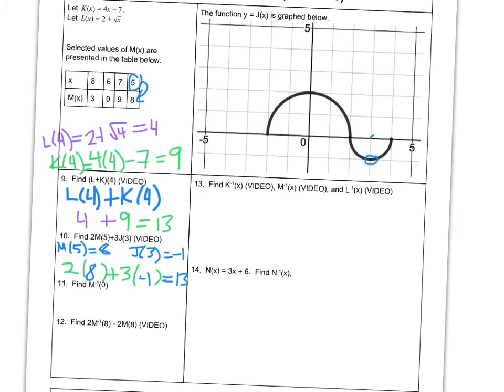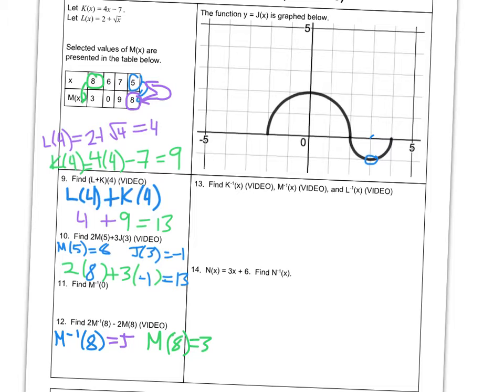Okay, number 12. We've got to find 2m inverse of 8 minus 2m of 8. Oof! That's complicated if we got both of these things going on. M inverse of 8 is asking us to go backwards. So we're looking where we have a y value of 8 and putting the input in there. That's going to be 5. And then m of 8 is asking us to look for where the input is 8 and give us the output. Inverses and non-inverses ask us to kind of go back and forth between inputs and outputs.